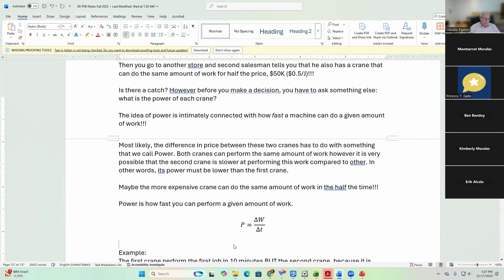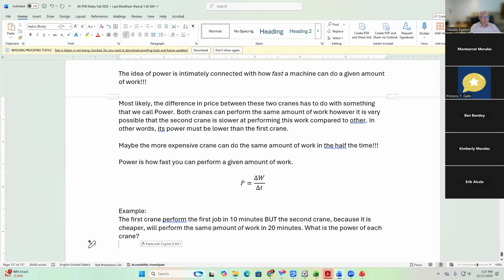So here you go. Now I have an example. The first crane performed the first job in 10 minutes, but the second crane, because it's cheaper, will perform the same amount of work in 20 minutes. And sometimes time in your job pays off, right? The less time that you spend doing a given amount of work, the more money you can make. Okay, what's the power of each crane?